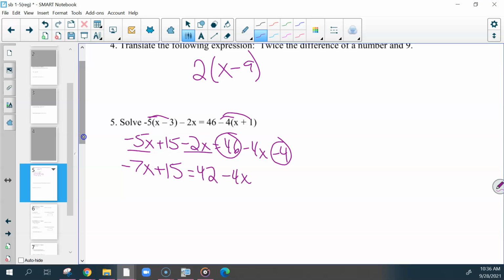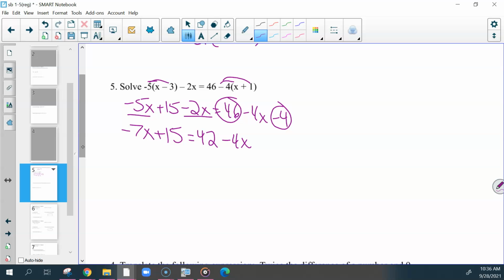Looking at these two sides, my coefficients are different. So I'm going to end up with one solution. Move all of your x's to one side and your constants to the other. Doesn't matter which side you do that to, but I'm going to add 4x and subtract 15.